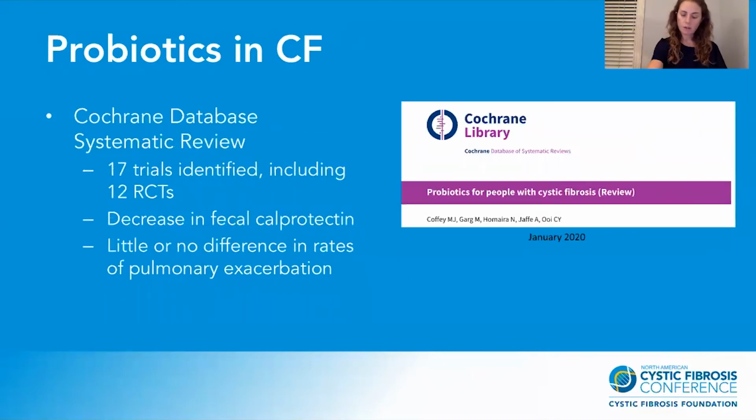More recently, a Cochrane database systematic review was done, which evaluated 17 trials, including 12 randomized controlled trials. No difference between probiotics and placebo for height, weight, or BMI was found, and there was no change in abdominal symptoms. The authors concluded that there was a decrease in fecal calprotectin, but little or no difference in the rates of pulmonary exacerbations. As noted previously for the 2 systematic reviews, these authors also noted a wide variability of probiotic composition and dosages in the reviewed studies.